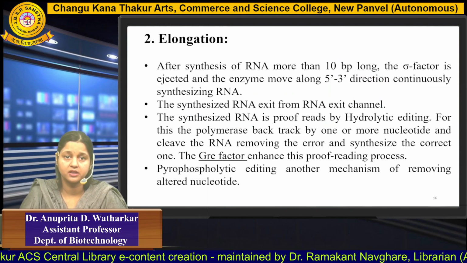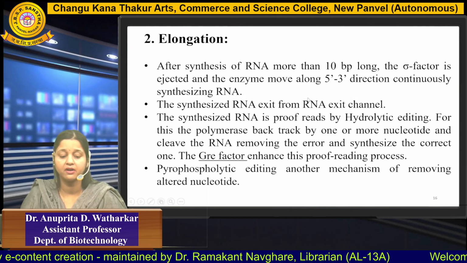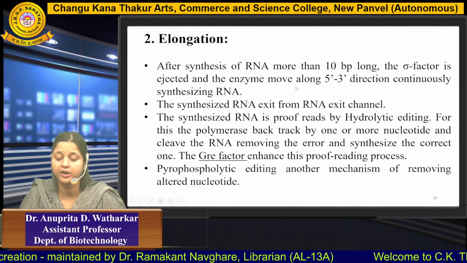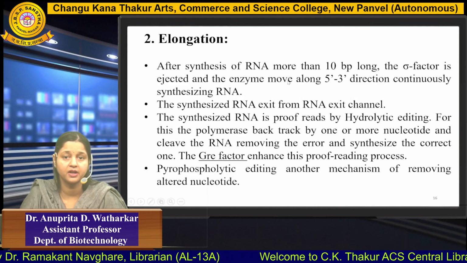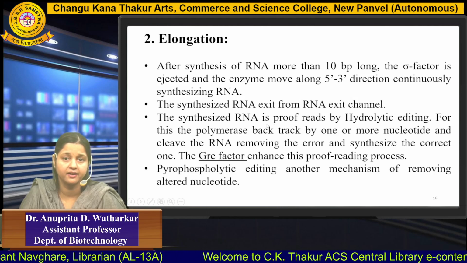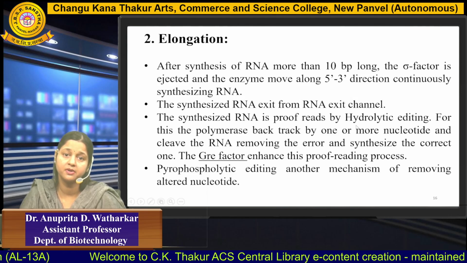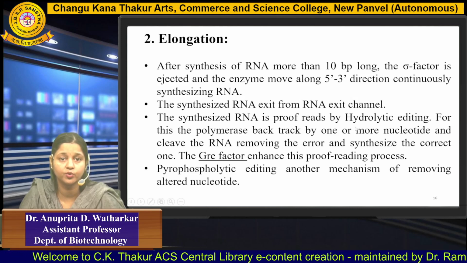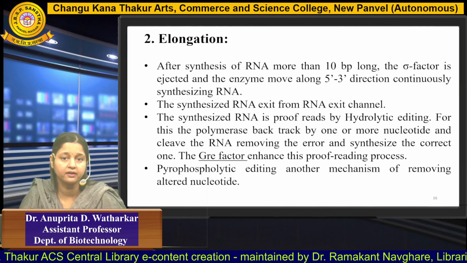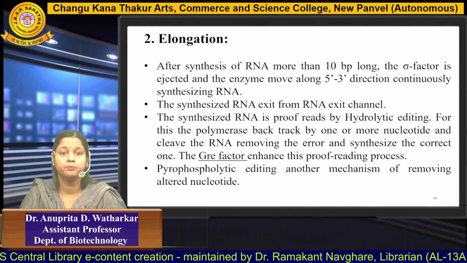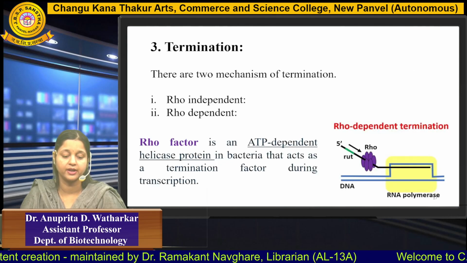Next, try to understand the concept of elongation. After synthesis of RNA more than 10 base pairs long, the sigma factor is ejected and the enzyme moves along in the 5' to 3' direction, continuously synthesizing the RNA. The synthesized RNA exits from the RNA exit channel. The synthesized RNA is proofread by hydrolytic editing. For this purpose, the polymerase enzyme backtracks by one or more nucleotides and cleaves the RNA, removing the error and synthesizing the correct one. The Gre factor enhances this proofreading process. Pyrophosphorolytic editing is another mechanism for removing altered nucleotides.